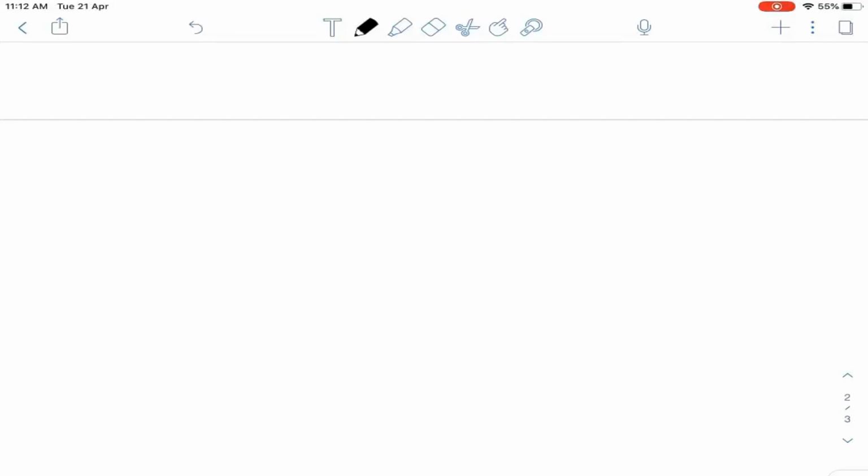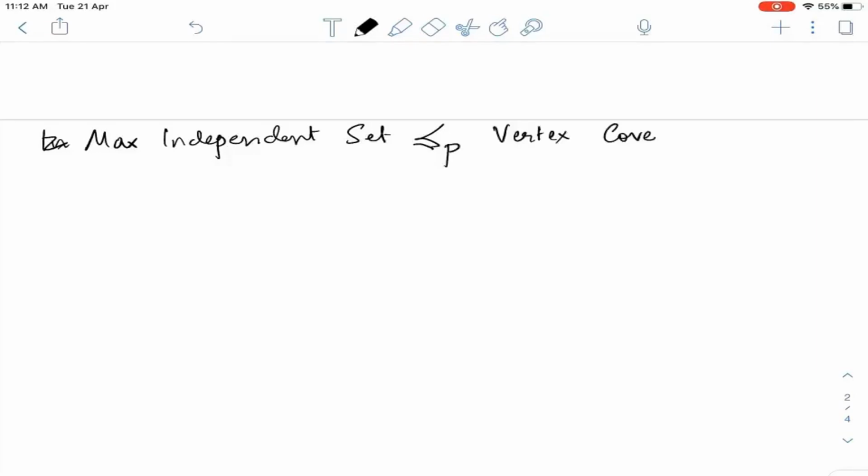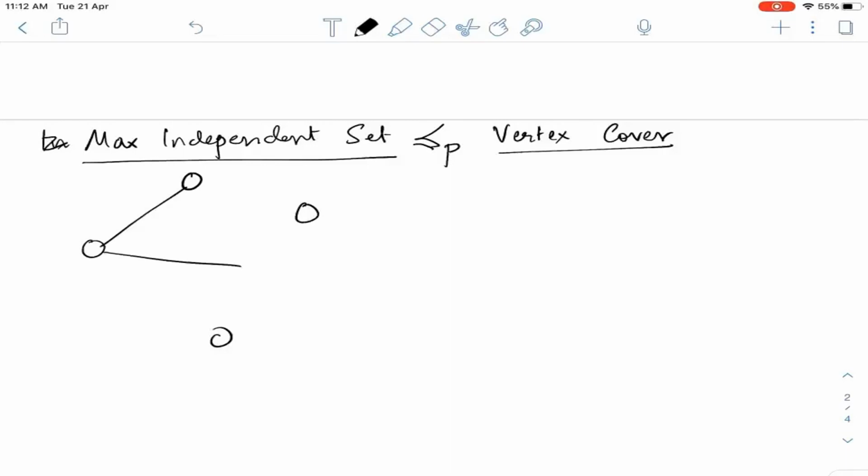So independent set, or max independent set, reduces to vertex cover. Great. So what is the max independent set problem? Suppose I'm given a graph, something like this maybe. Let me just draw the graph again here.